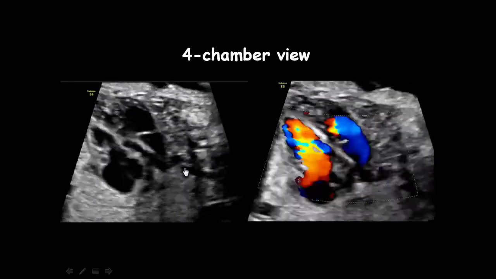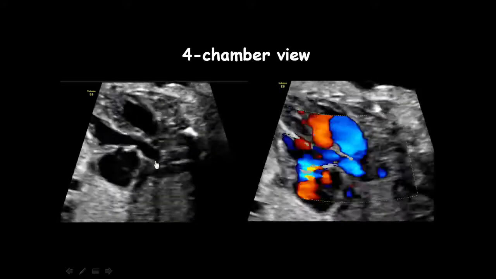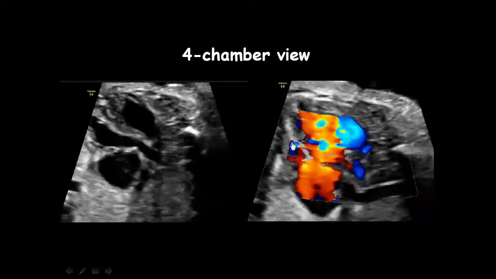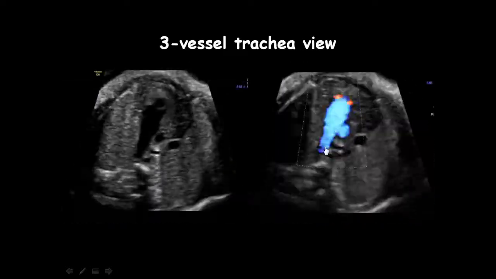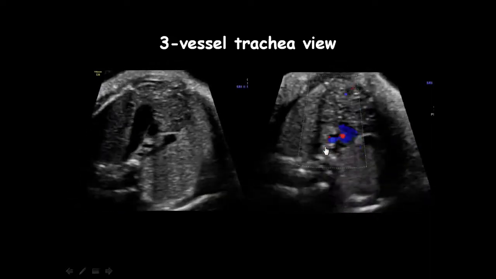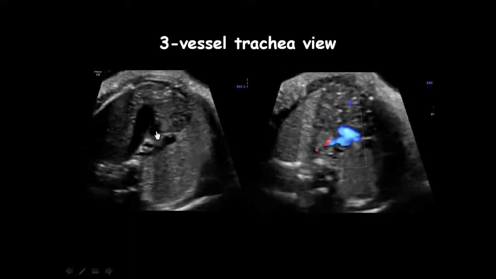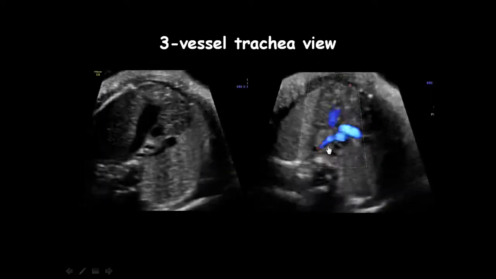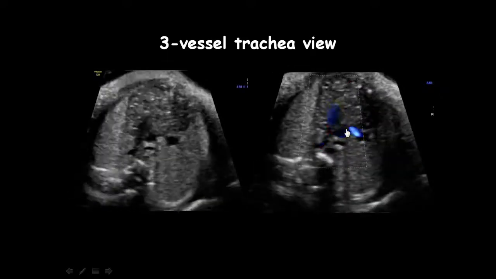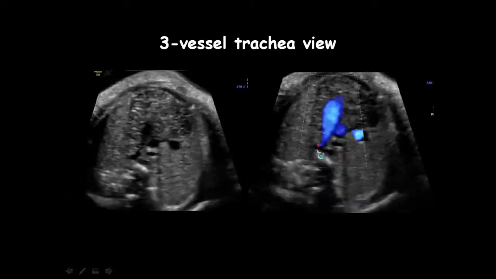So here we are looking at the outflow tracts, and you can see that there is significant discrepancy in size of the pulmonary trunk and the ascending aorta, and of course we can confirm that there is a large perimembranous VSD. And here is our 3-vessel trachea view, and this is probably the key to our diagnosis. We can see that the pulmonary artery is dilated, and that the aorta is very difficult to find. Only use of color Doppler allows us to visualize continuous flow in the aortic isthmus, and we can connect the ascending aorta to the descending aorta, and see that the entire aortic arch is very small and hypoplastic.